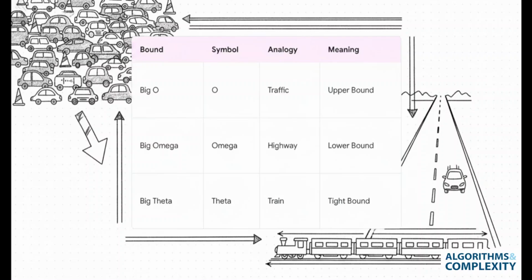Big Omega, that's your best case, empty highway. It's the lower bound, representing the absolute minimum time required. And finally, Big Theta is like a highly predictable train ride. It means the algorithm is bounded both above and below by the exact same function. It's a tight, precise bound.